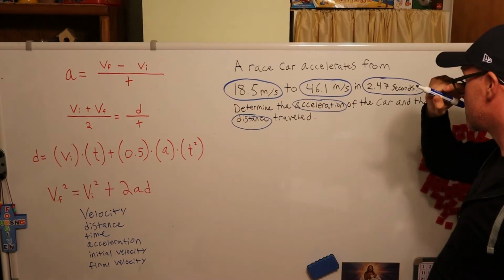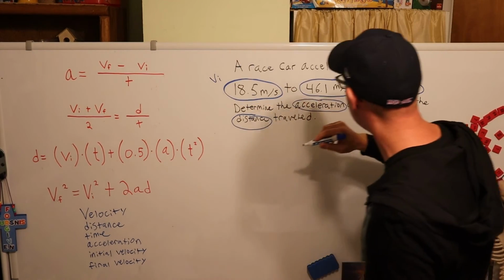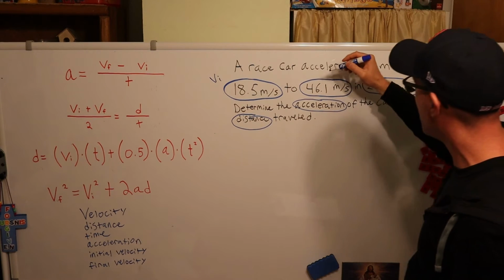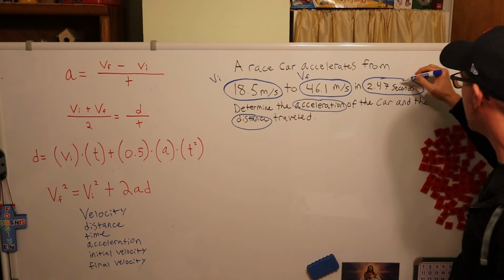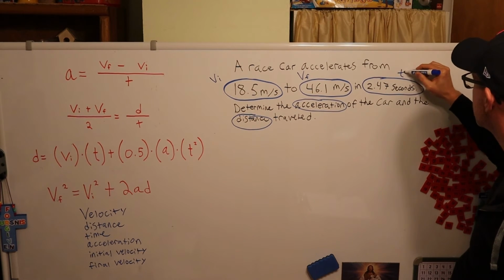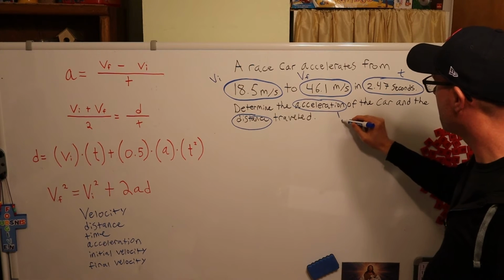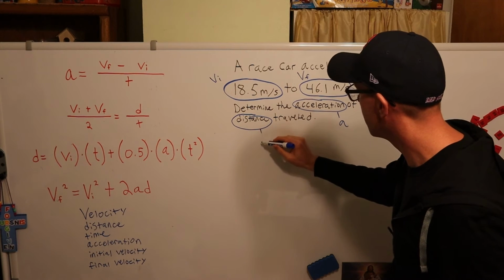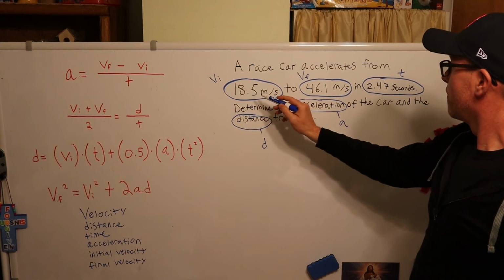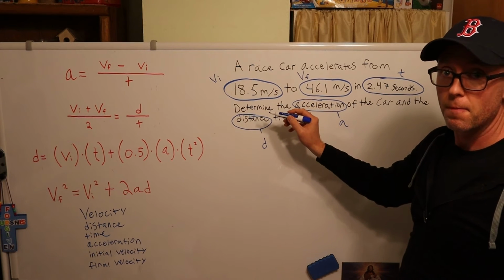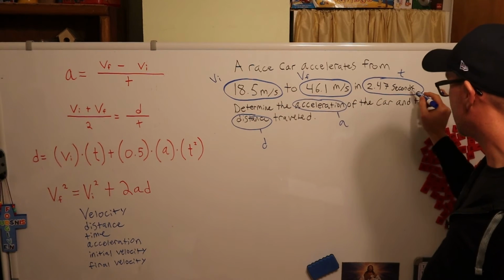So 18.5 meters a second is going to be initial velocity. 46.1 is final velocity. And then I have the time here, 2.47 seconds. Okay? And then I need to figure out acceleration and distance. Okay, I'm going to note that all of the units of measure are already in the MKS system. So we have meters per second, we have seconds.